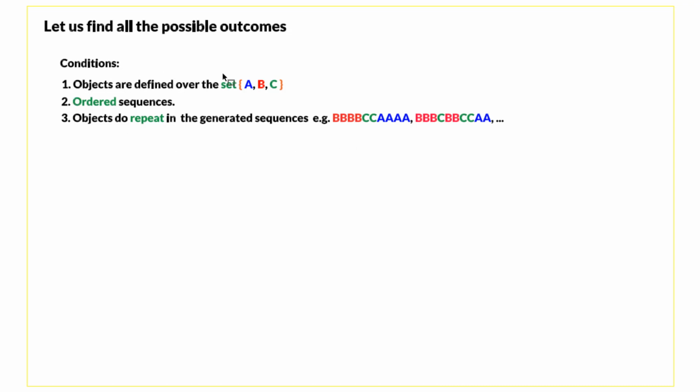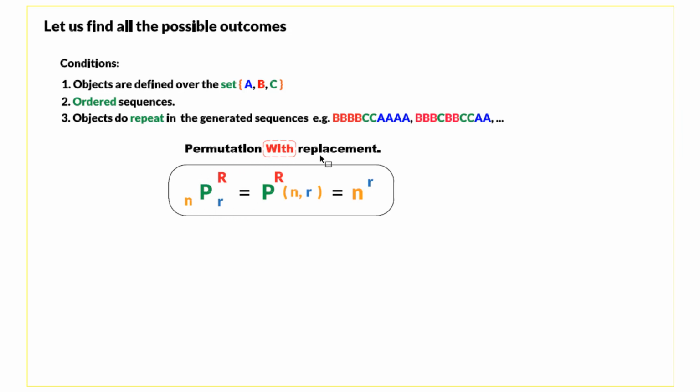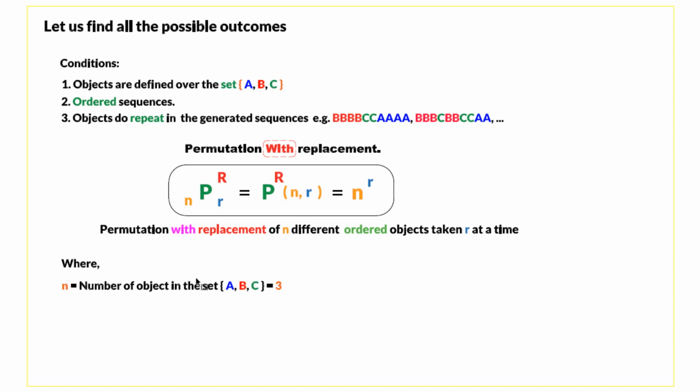So these 3 conditions indicate that we should use the formula of permutation with replacement. Order means permutation, and repetition of these letters over a set means permutation with replacement. So we use the permutation with replacement formula, where R indicates replacement, and we read this formula as follows: permutation with replacement of n different ordered objects taken r at a time. So let's substitute n.